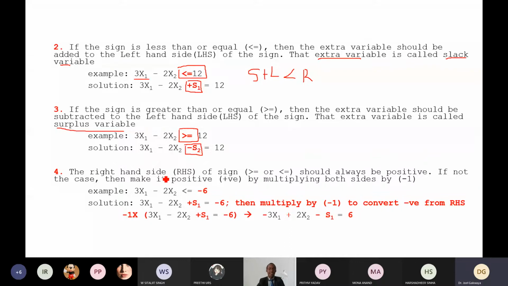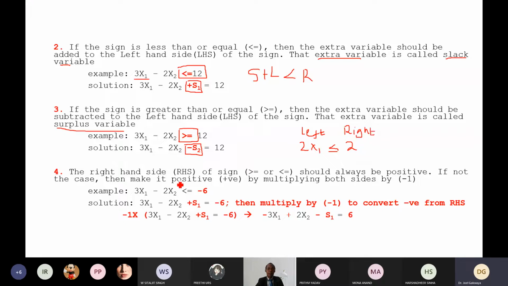The right-hand side of the sign means, look here, if I took 2x1 lesser than or equal to 2, this is the left side. Please note, this is the left side of the sign. And this is the right side of the sign. Please note it down. Okay? Note it down.